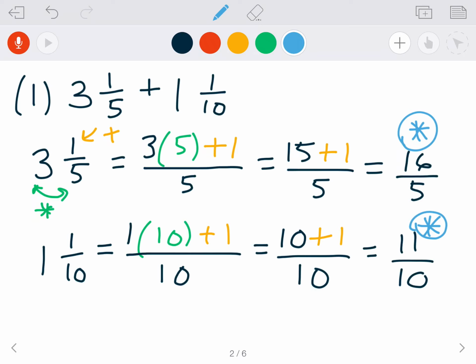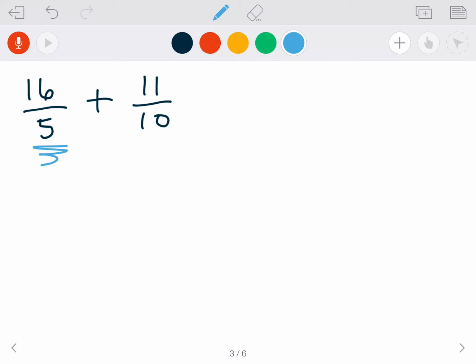So on the next page, we're going to be looking at 16 over 5 plus 11 over 10. And we know that we need to add them because of this sign right here. Now looking at the denominators, we have 5 and 10, which are different, so we know that we will need to multiply.